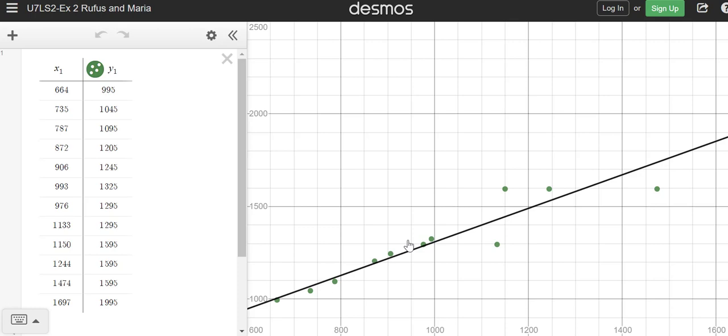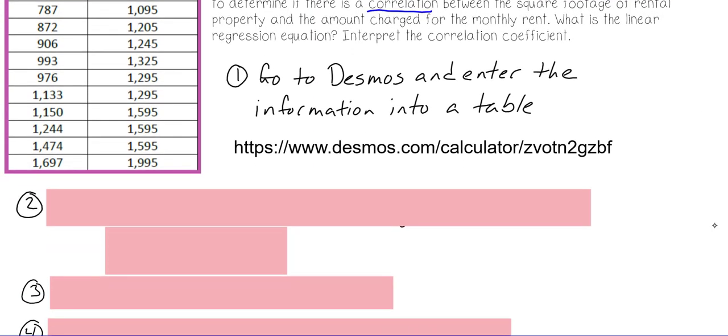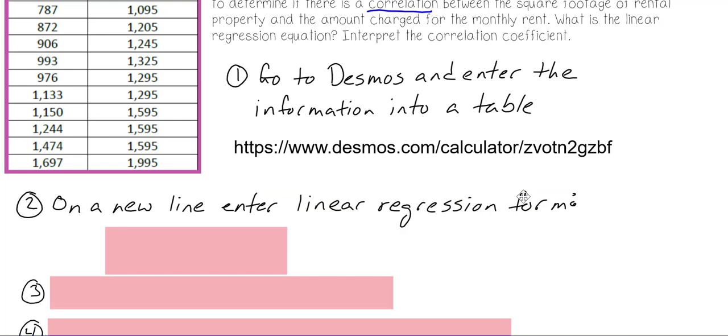Okay, and as you can see on the left side, I already did this on my example. I put it in, and that's where all the green dots popped up. And then the next step would be to, on a new line, enter the linear regression form. Now remember, that's y sub 1 with the tilde mark, ax sub 1 plus b.